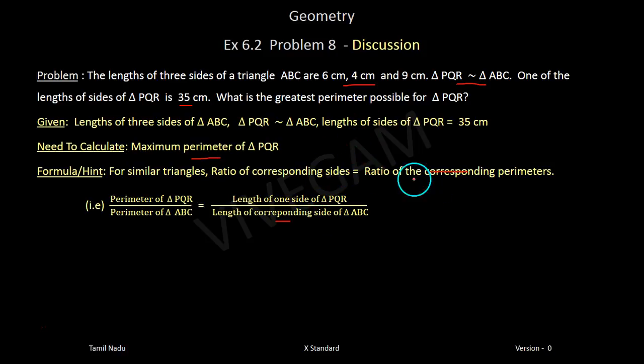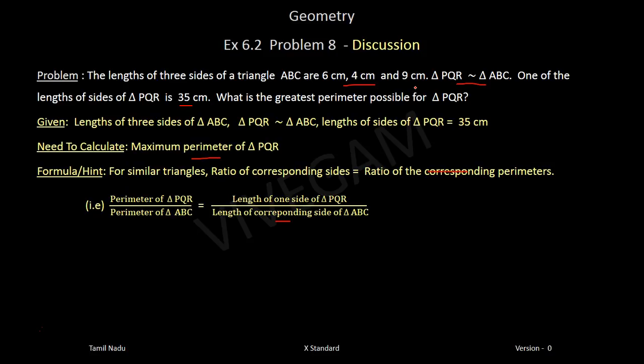Triangle ABC has sides 6 centimeter, 4 centimeter, 9 centimeter. Triangle PQR has got three sides. One of the sides is 35. Other two sides we don't know, and we are not interested either. What we want to know is what is the corresponding side of 35? That is what the formula says. So does 35 correspond to 6, or 4, or 9? This is what we need to find out.